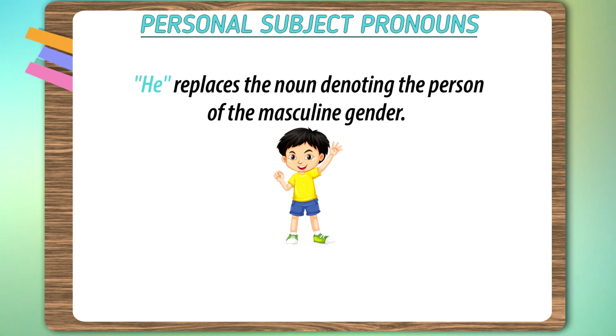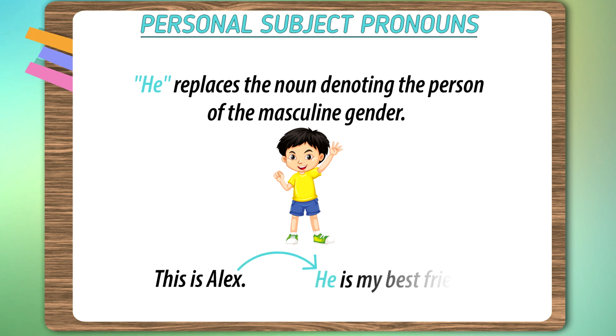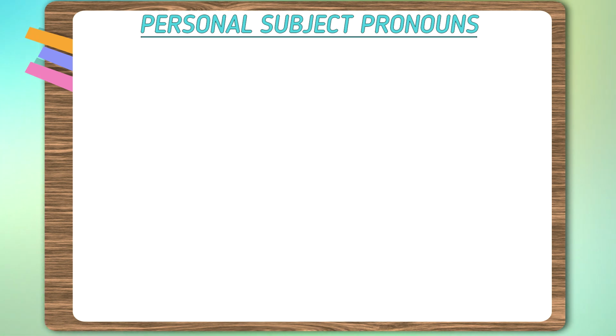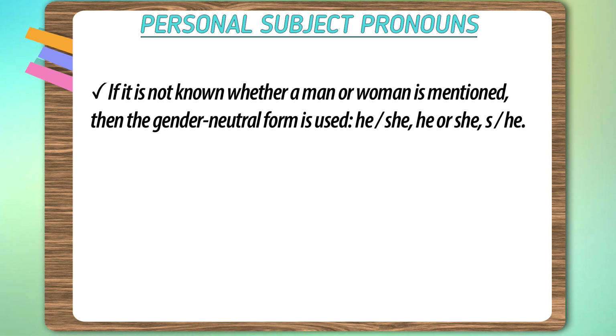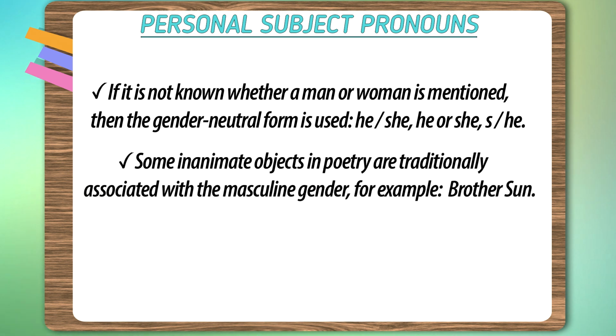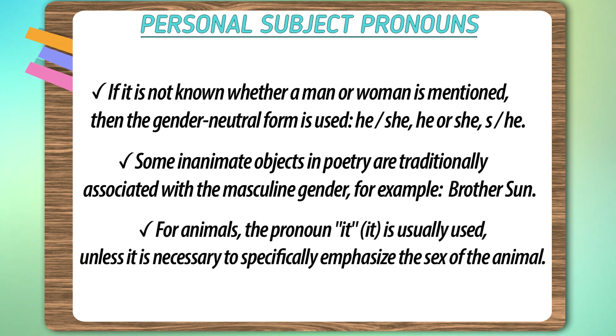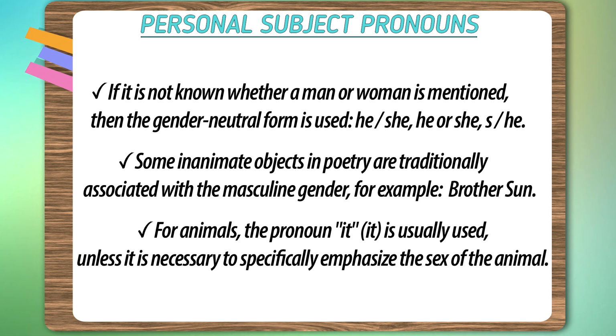The pronoun he replaces the noun denoting the person of the masculine gender. For example, this is Alex. He is my best friend. If it is not known whether a man or a woman is mentioned, then the gender-neutral form is used: he/she, he or she, s/he. Some inanimate objects in poetry are traditionally associated with the masculine gender. For example, brother sun. For animals, the pronoun it is usually used, unless it is necessary to specifically emphasize the sex of the animal.